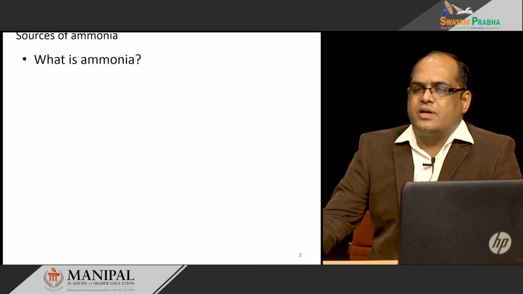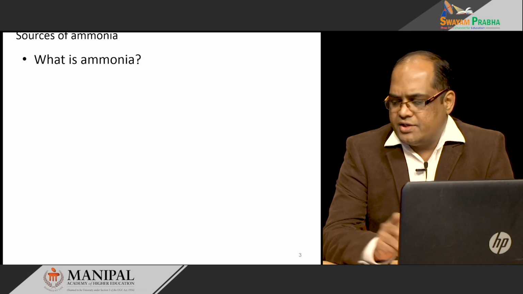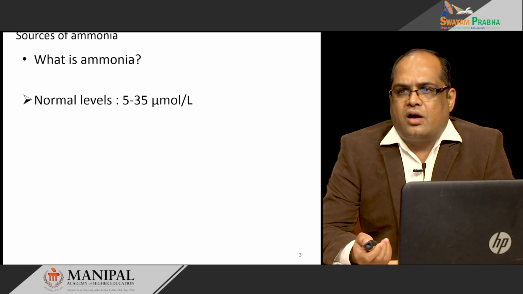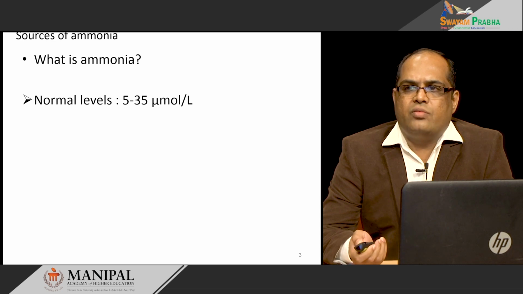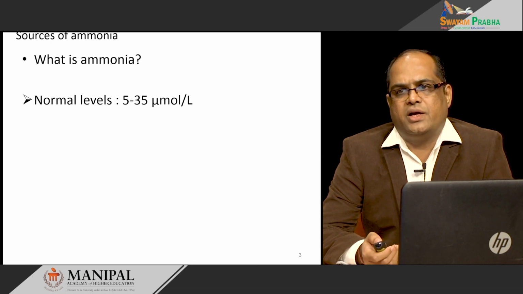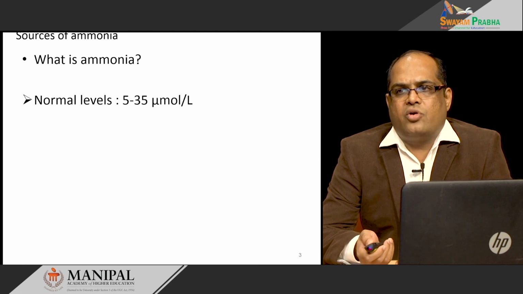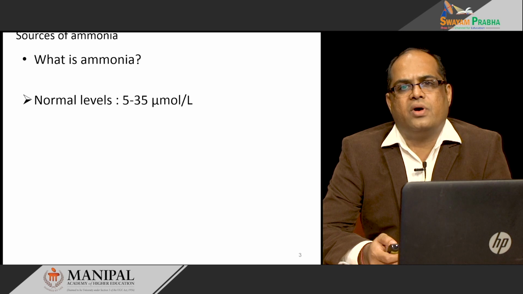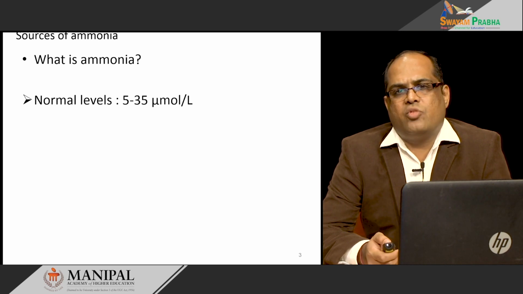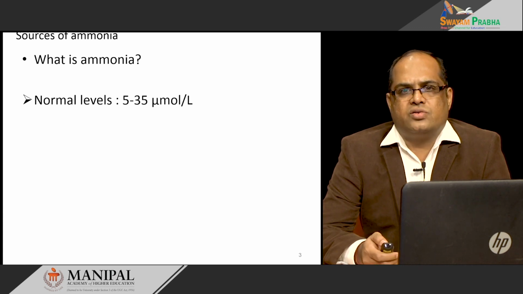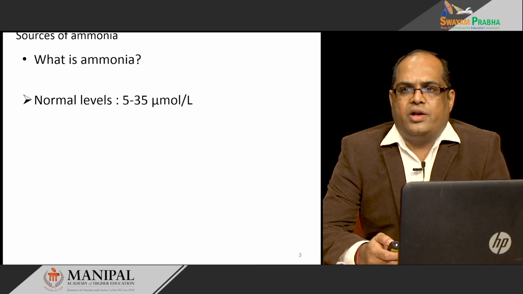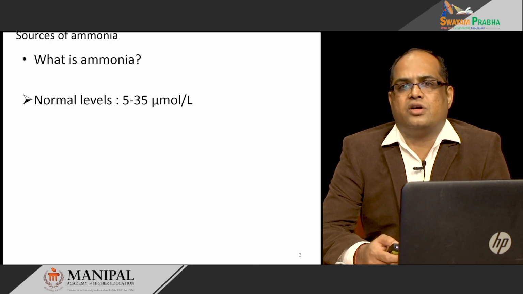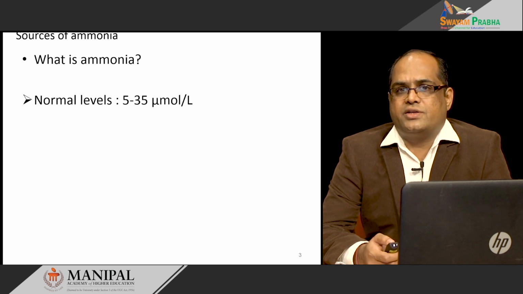The normal level of ammonia is very low, around 5 to 35 micromoles per liter in the blood. You have to maintain the ammonia level in this narrow range only. If the ammonia level increases in the blood, the condition is called hyperammonemia. This increased ammonia is toxic to the brain. We have to maintain this level so that the body will not suffer from any disorder associated with increased ammonia level.